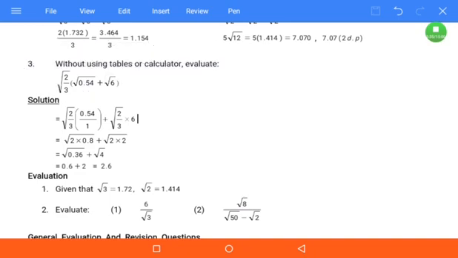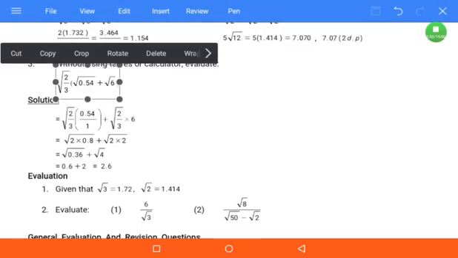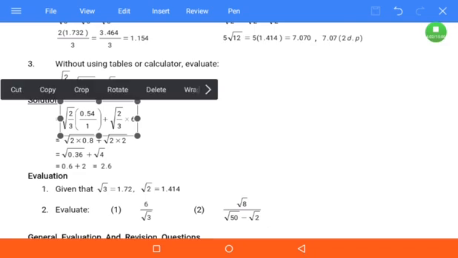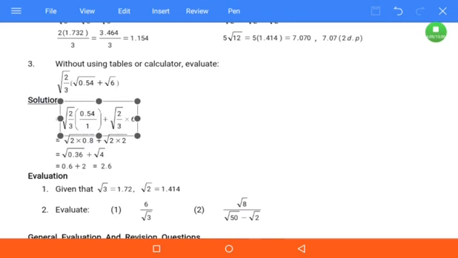Very simple. So we have root 2 over 3 times root 0.54. Now if you have root a times root b, that will give us root ab. So it means just multiply 2 over 3 by 0.54, and that will give us 2 times 0.54 over 3. If you say 0.54 over 3, we have 0.18. So this is not 0.8, this is 0.18. 0.18 times 2 will give us 0.36. So we have root 0.36.